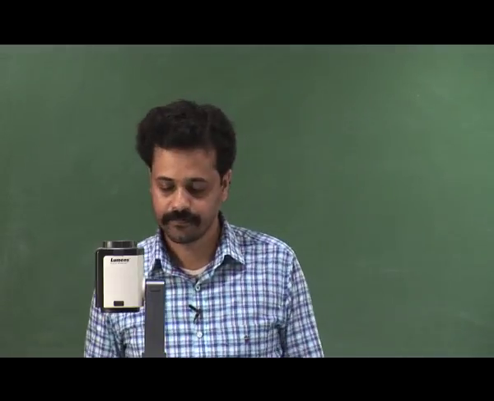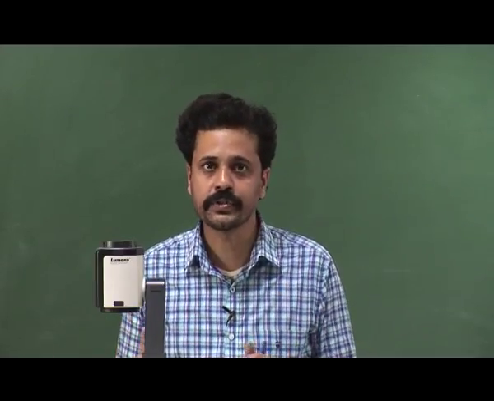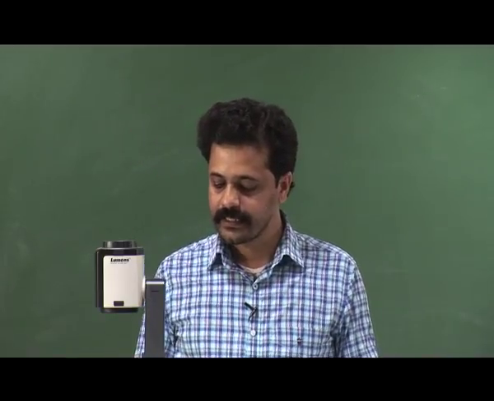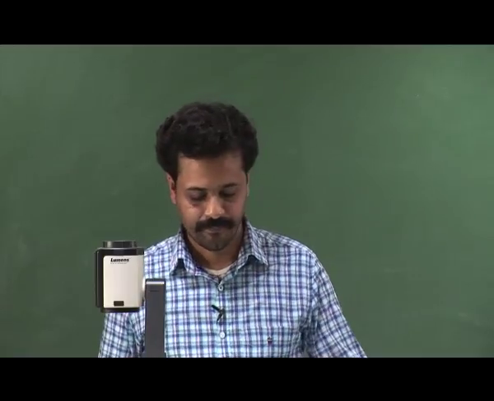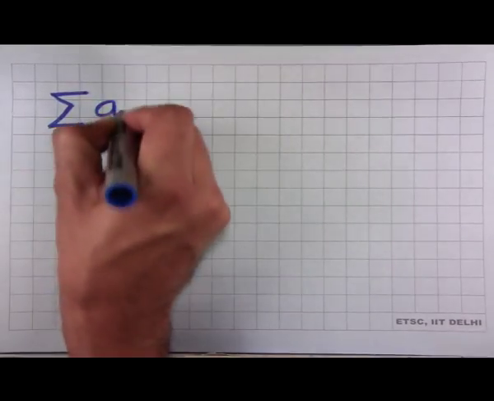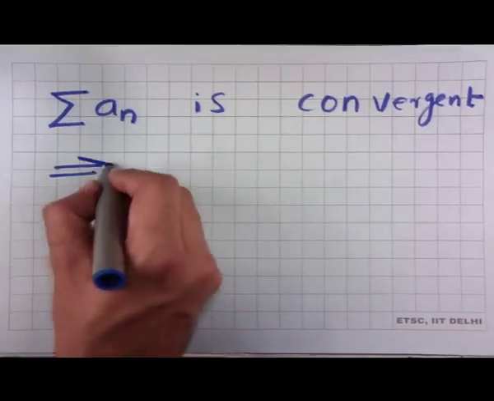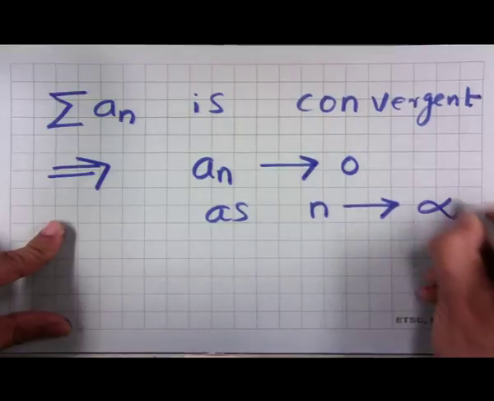So, what do we have? We started with the fact that the infinite series is convergent. That infinite series finally represents a finite real number. A1 plus A2 plus A3 plus etc. amounts to some S. In that case, we conclude that the terms an should become close to 0. Thus, summation an is convergent implies an tends to 0 as n tends to infinity.